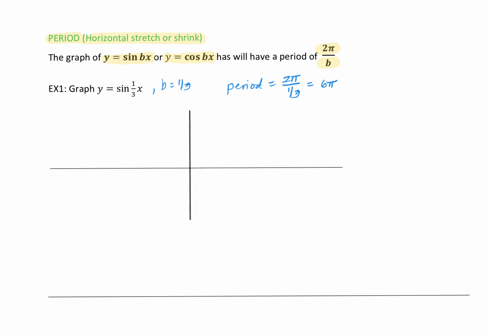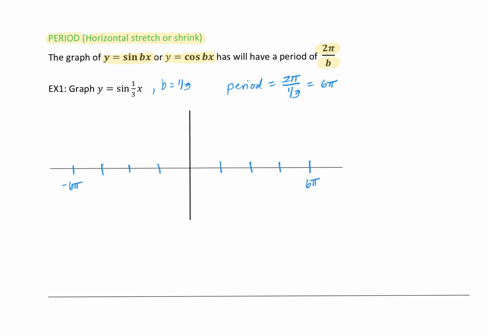I know that no matter what, the graph will always look the same. For sine, it will start at 0, 0. It'll go up, come back down, go down, come back up. That's just the way the graph is. So to graph, I'm just going to go 1, 2, 3, 4. And instead of calling this 2 pi, I'm just going to call it 6 pi because that's my new period. And if I go in the opposite direction, 1, 2, 3, 4, I'm at -6 pi.